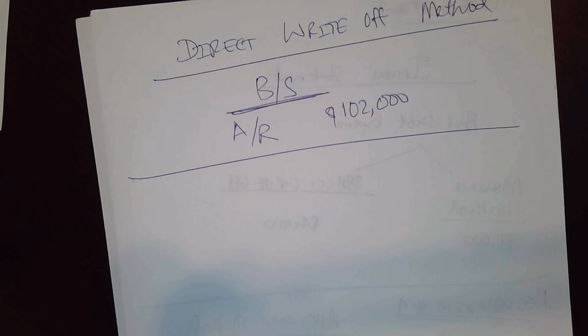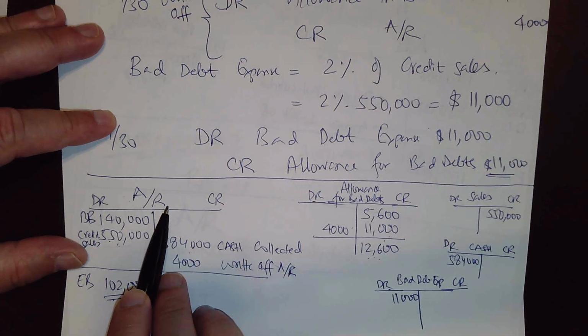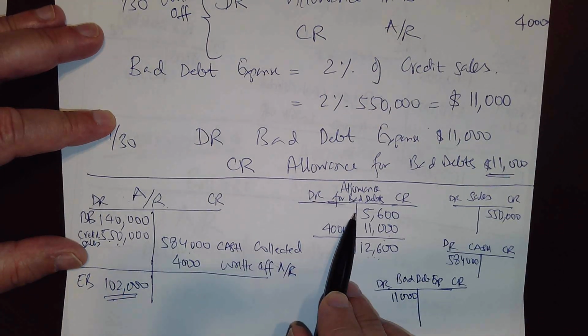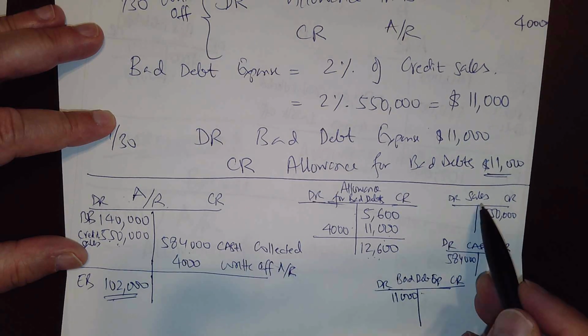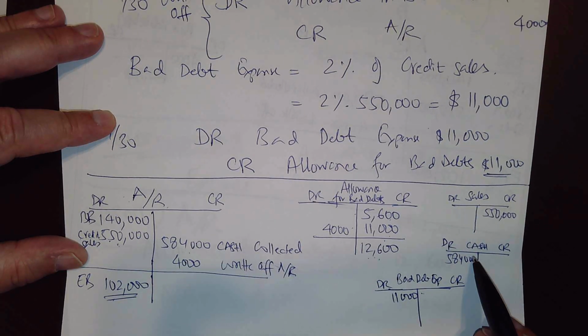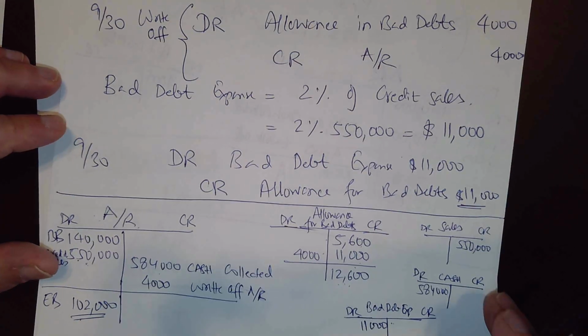Again, in this question, accounts receivable is a balance sheet account, allowance for doubtful accounts is a balance sheet account, but bad debt expense is an income statement account. Sales is an income statement account. Cash is a balance sheet account. So you need to remember this as well.